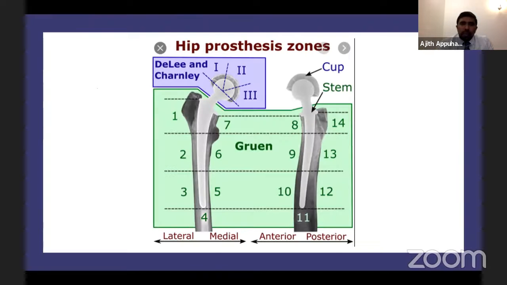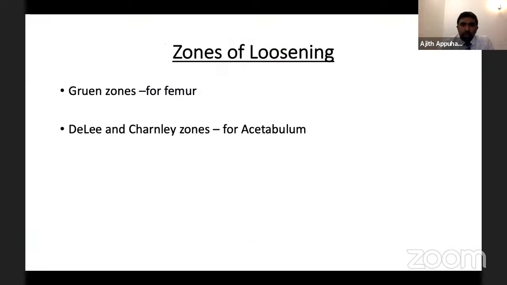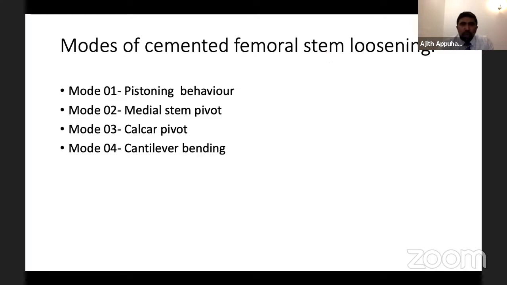Okay, now after these loosening zones, I will go into modes of cemented femoral stem loosening. This is also very important because they will show you an X-ray and ask what is this mode of femoral loosening. There are 4 modes we discuss here.